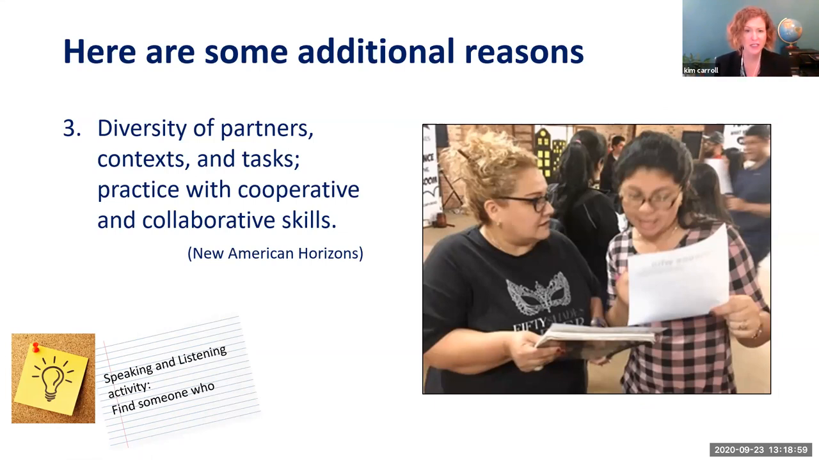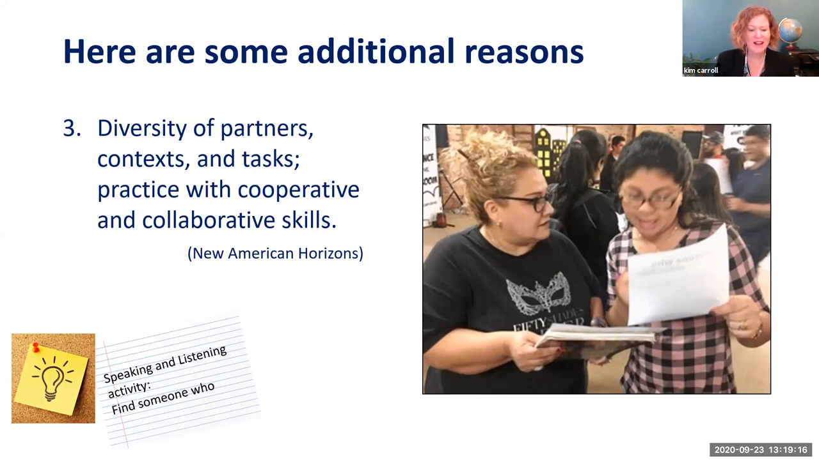This picture you see here is a very competitive game of find someone who, where they have to talk to as many people in the class as possible to fill up their sheet. So a little competition with the cooperation sometimes helps too.